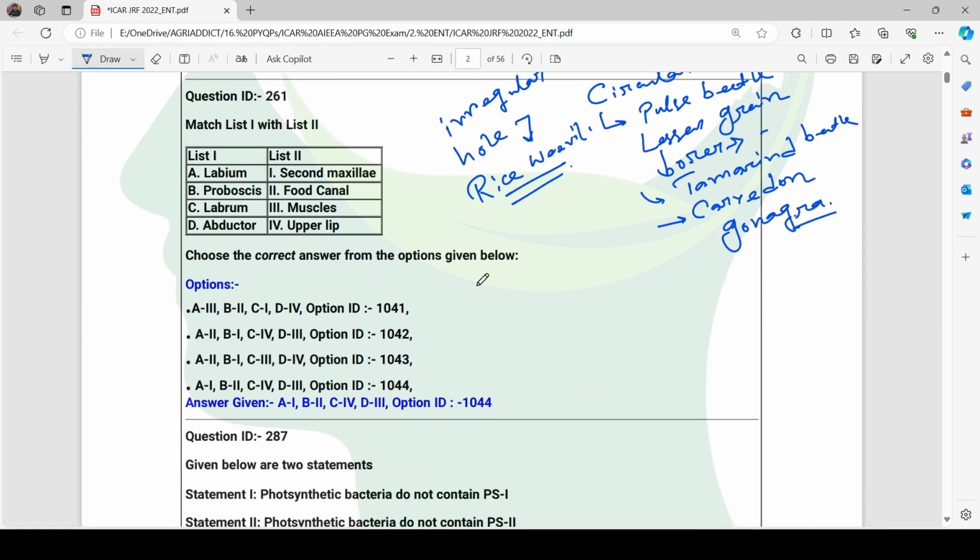Next question is a match type of question. Here in match list 1, there are labium, proboscis, labrum, and abductor. Then in list 2, there are second maxillae, food canal, muscles, and upper lip. So the correct answer will be: labium is second maxillae, proboscis is food canal, labrum is the upper lip, and you all know labrum is upper lip and labium is the lower lip, and abductor and adductor are muscles. So option 4, that is A1, B2, C4, and D3 is the correct answer.